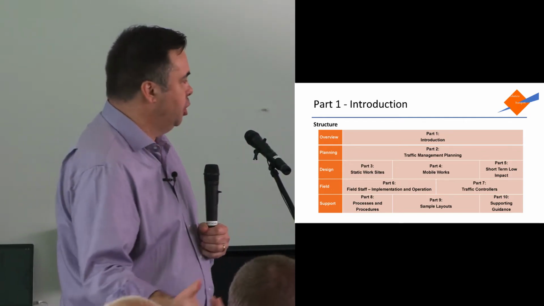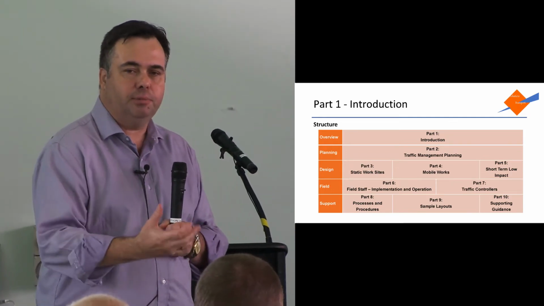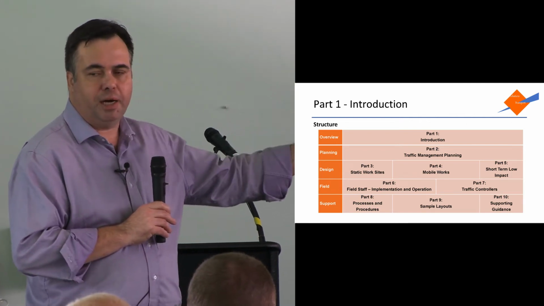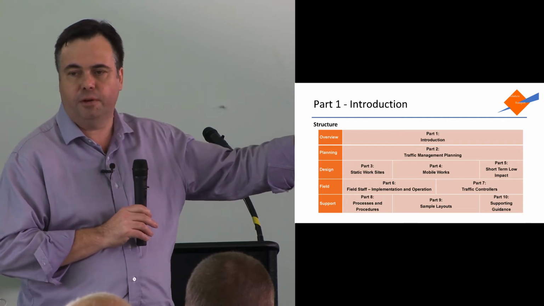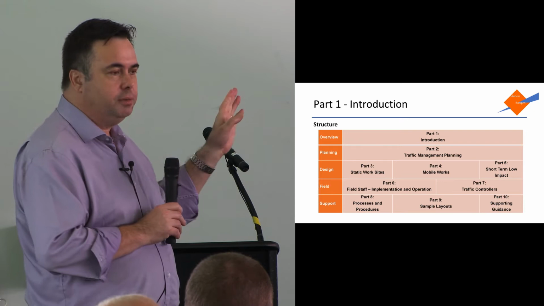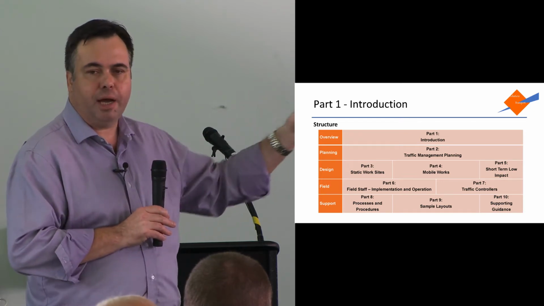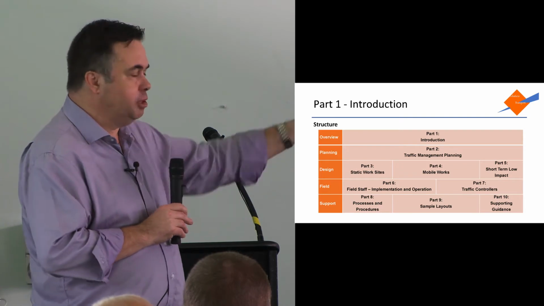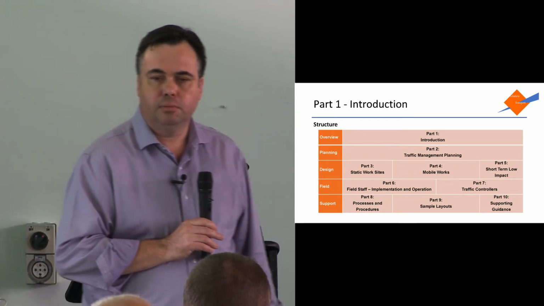We then design the job. We develop the traffic guidance scheme diagrams. And that's covered in parts 3 for static worksite, part 4 for mobile works, and part 5 for short-term low impact works. The 3 parts are separated out because there's a lot of organisations that may only do one or other of those. A lot of companies might only use mobile works.